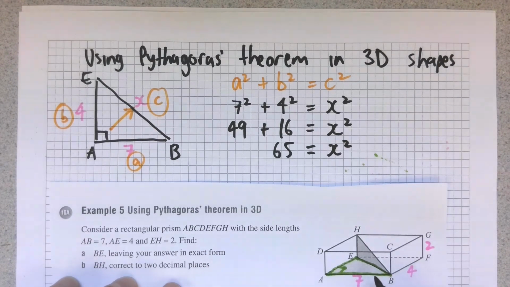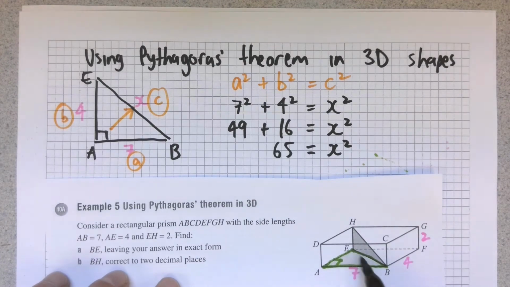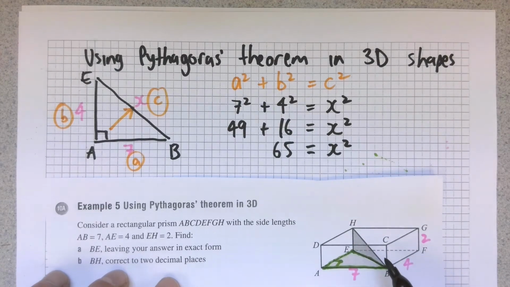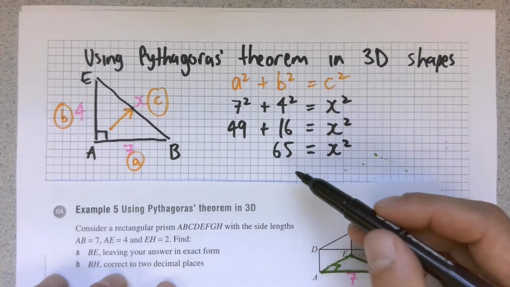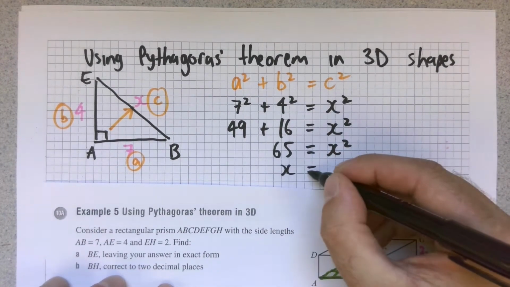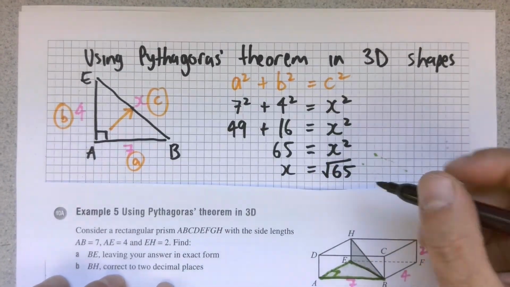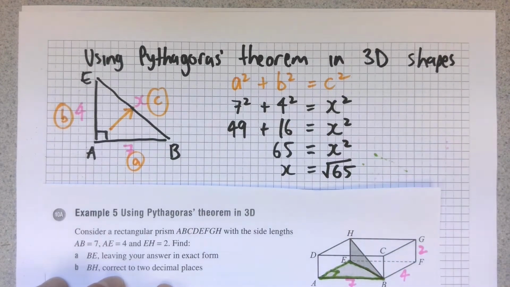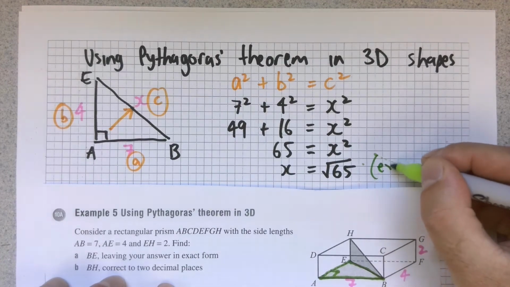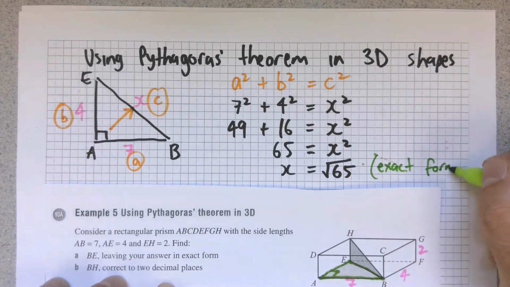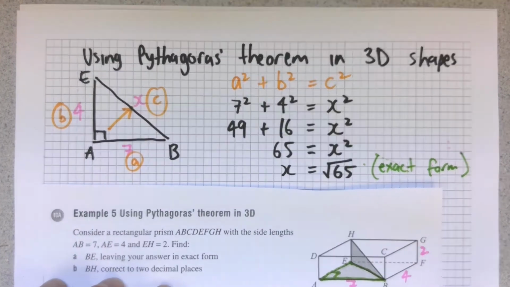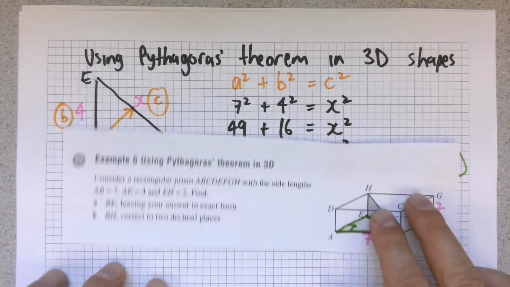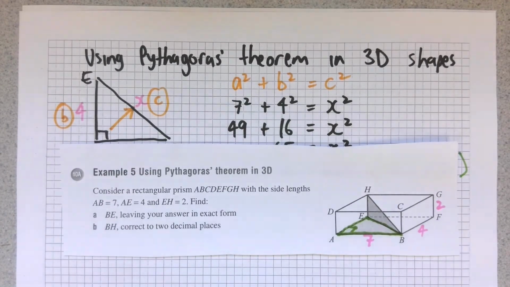The reason they do that is that we're going to use that measurement BE for calculating the length of an unknown side in the next triangle. To make that more accurate, we're going to leave this in exact form. So X is equal to the square root of 65, and rather than putting that in our calculator, we're just going to leave it in exact form. That's all we need to do, or exact value.